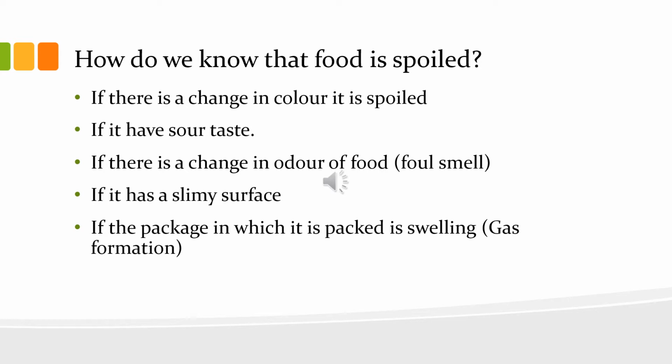Generally, bacteria and fungi cause spoilage of food items. Microorganisms grow at moderate temperature, moisture, and air. When these microorganisms grow on food items, they produce harmful and poisonous substances which make food unfit for consumption. Consumption of such contaminated food can cause illness and it is called food poisoning.